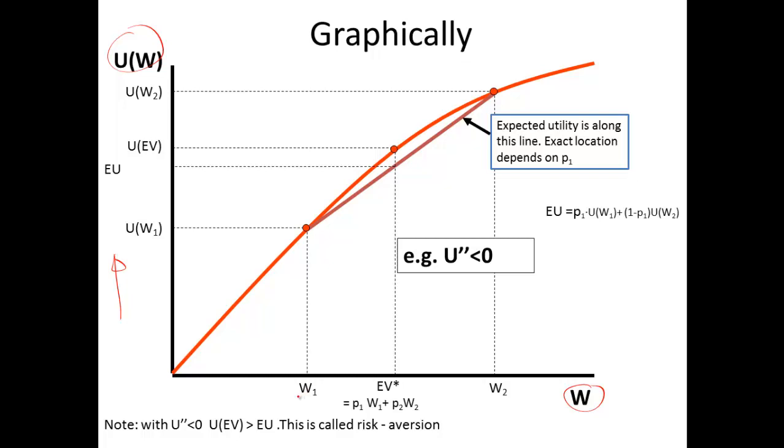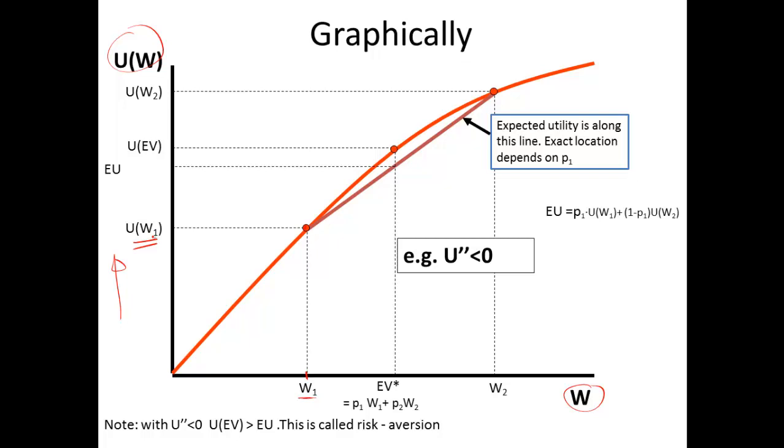For example, suppose the individual had W1 with certainty. So there's no expected stuff going on here, just with certainty the individual has W1. How well off would he or she be? Well, go up to here and then over to here. This individual would be this well off. That's how high on this vertical axis.